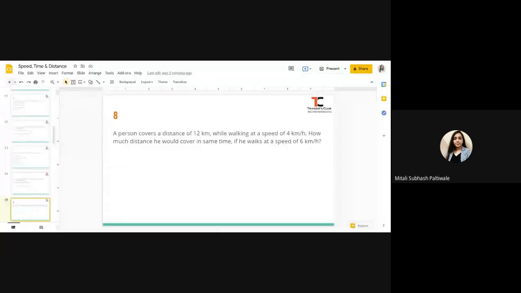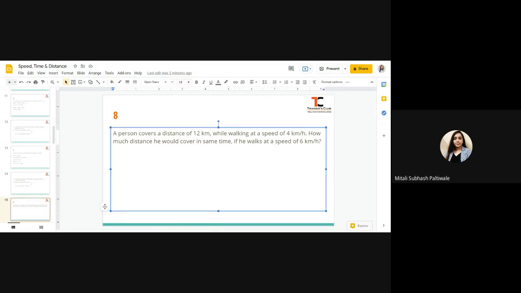Here is the example which says a person covers a distance of 12 kilometer while walking with a speed of 4 kilometer per hour. This is the speed, and distance is also given. Now, how much distance will he cover if the speed is 6 kilometer per hour? We have to find the distance. So the second speed is also given.